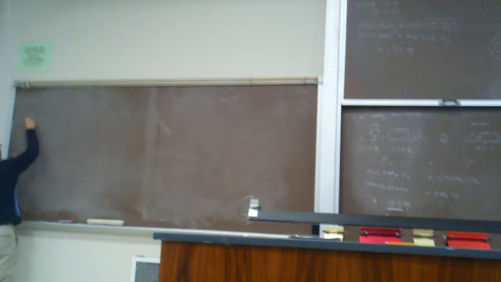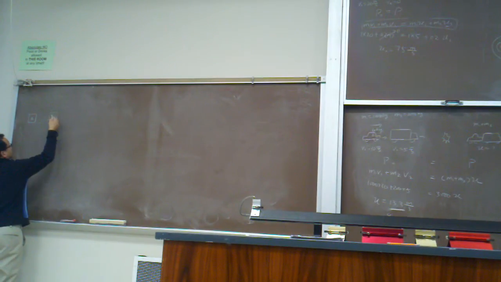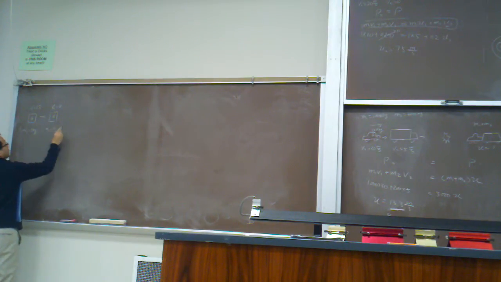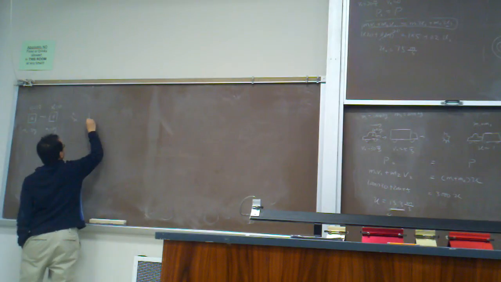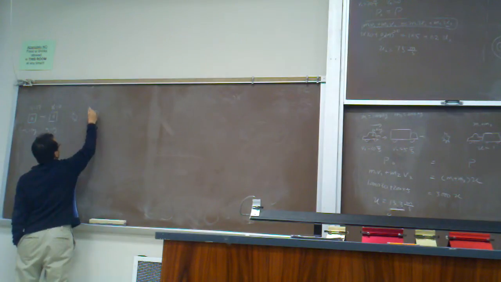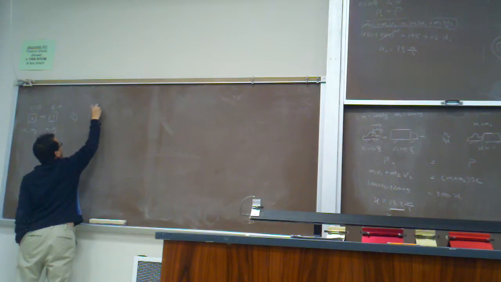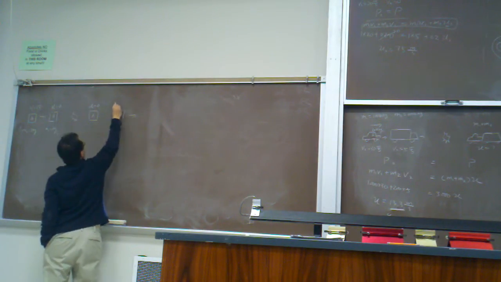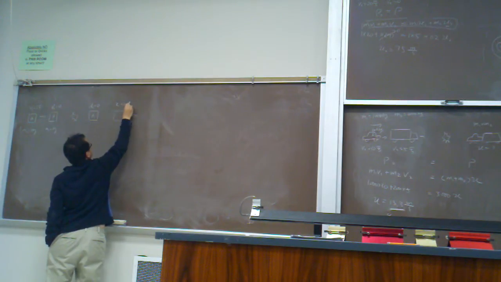Initially, we have block A and block B. So V2 equals 0, and V1 equals 5 meters per second. M1 equals 2 kilograms. M2 equals 2 kilograms. After collision, block A will stay there, so U1 will be 0, and block B will move with U2 equal to 5 meters per second.